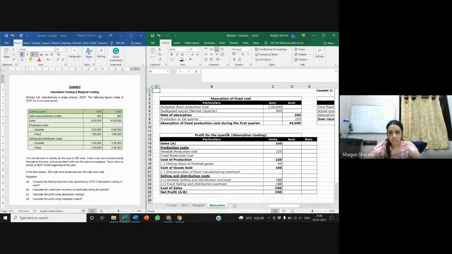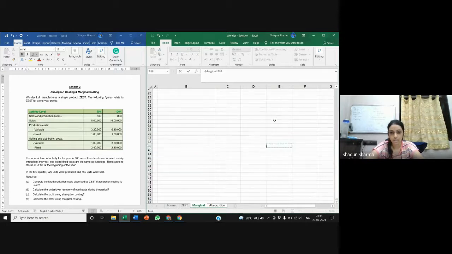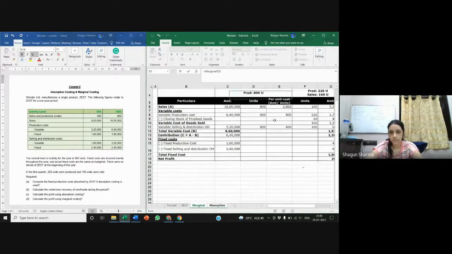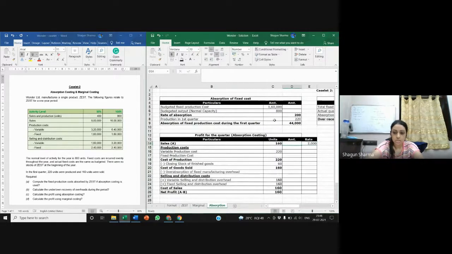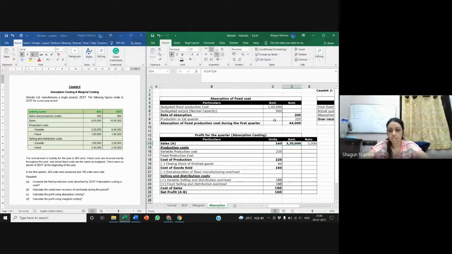So let's start with the absorption costing sheet. All right. So my first amount, as usual, I record my sales. So let's take the rate of sales, that is my sales price per unit, from our marginal calculation, because that remains the same. That's 2000. So my amount of sales becomes units into my price per unit. So that's 3,20,000. Okay, moving to production costs.